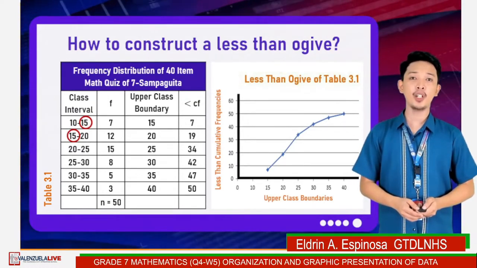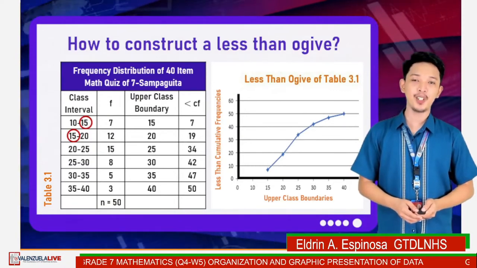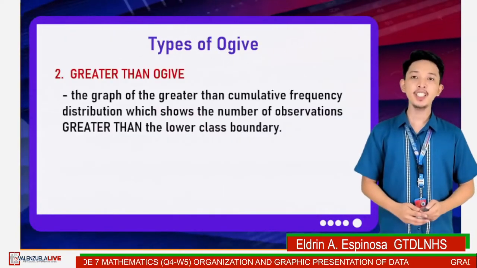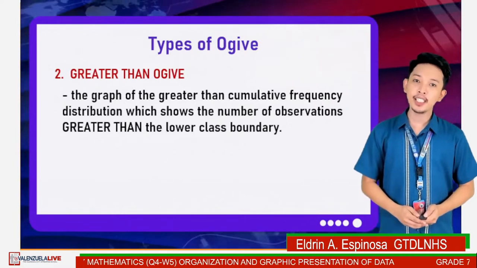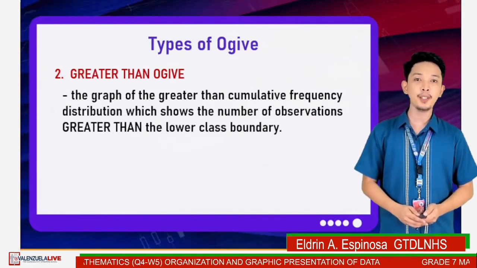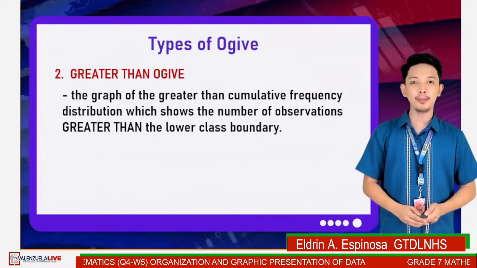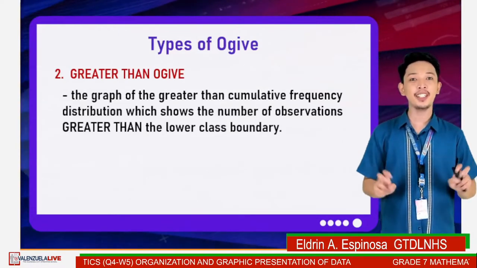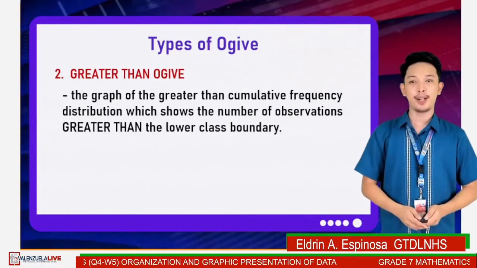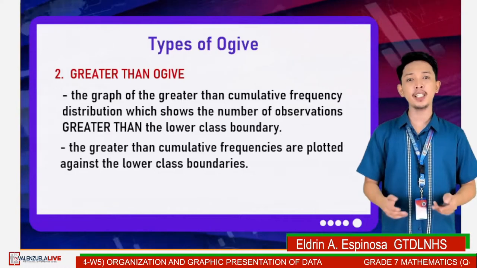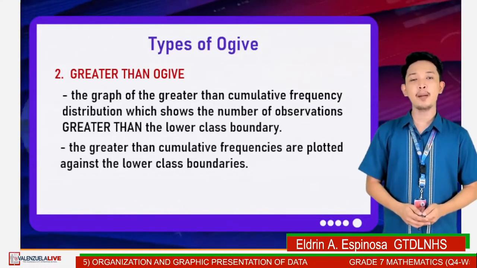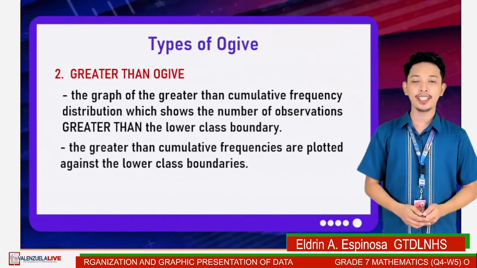Let us now move on with the greater than ogive. Greater than ogive is the graph of the greater than cumulative frequency distribution, which shows the number of observations greater than the lower class boundaries. It is where the greater than cumulative frequencies are plotted against the lower class boundaries.